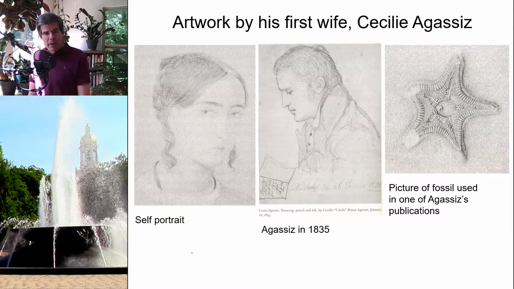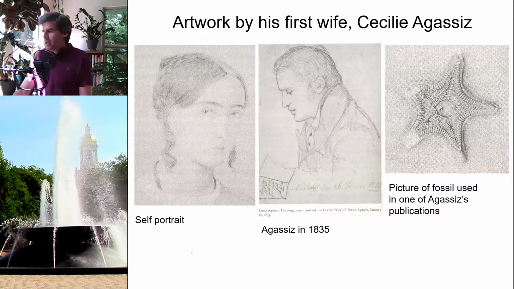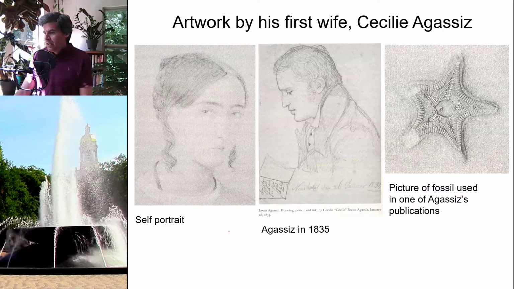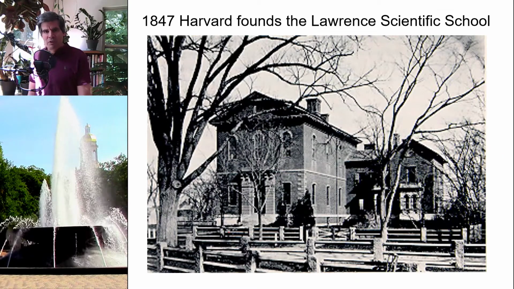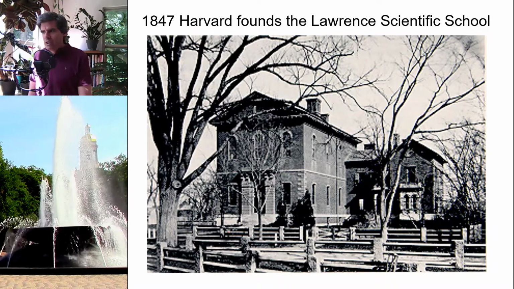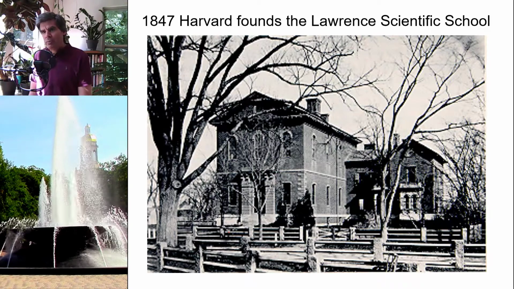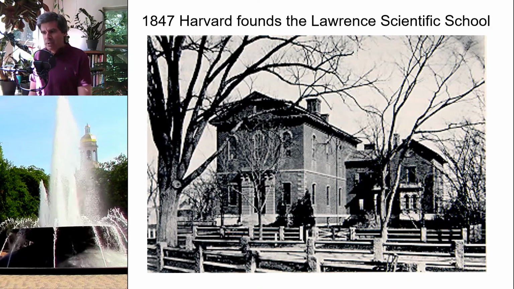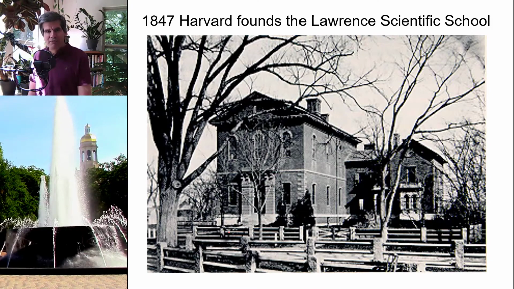So anyway, in our story, what happens is that in 1847, in the United States, Harvard decides to found a scientific school. Now at this point in history, especially in the United States, universities did not really teach science. That might almost seem surprising from today's point of view, where we assume that science would be a big part of what they would teach at a university.